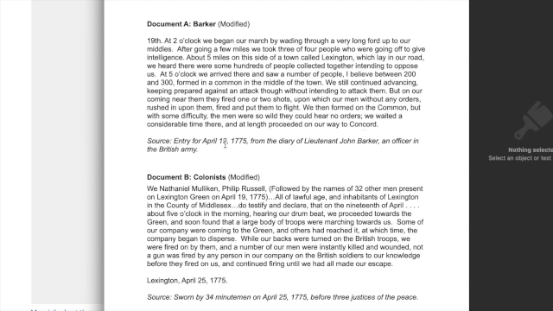Source: it's an entry for April 19th, 1775, from the diary of Lieutenant John Barker, an officer in the British Army.